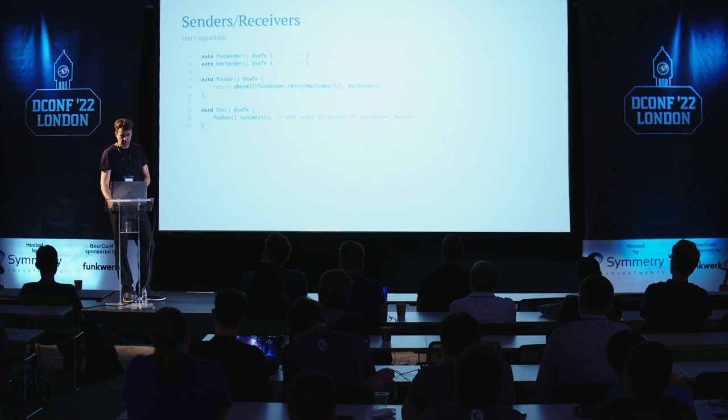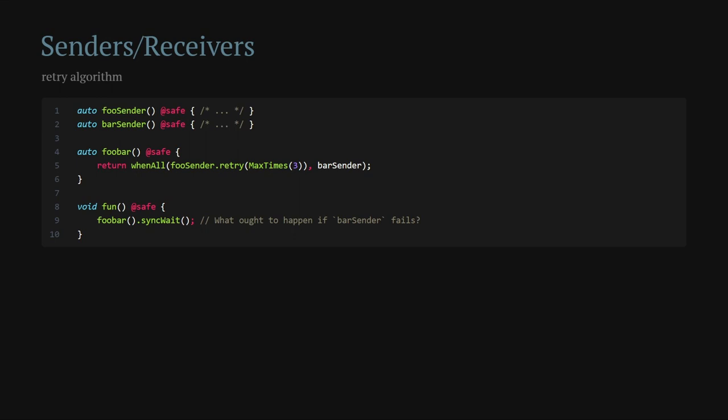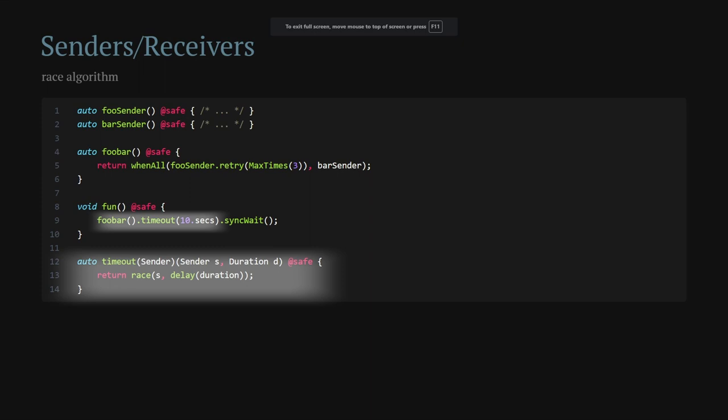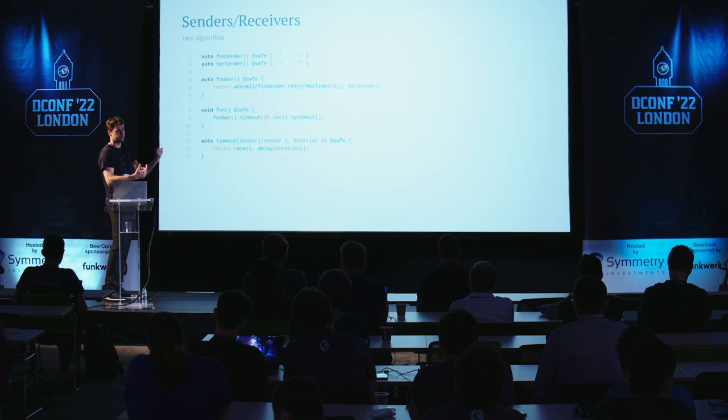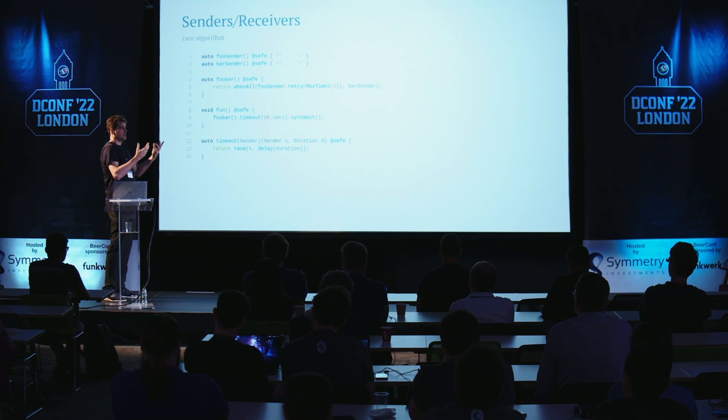Okay, that's great. So now we have a colleague, and he really likes the foo bar function. But sometimes, because of the retrying, it takes too long. So he wants to add a timeout. Well, here you have a timeout helper that races a sender against a delay. A delay is just a timer, right? And what race does is it's going to forward the first one that completes after first canceling and awaiting the other one. So by these simple algorithms, it doesn't matter what these senders do, if they get a packet from a socket or read from a file or whatever, we can use these standardized algorithms to compose the behavior that we want.